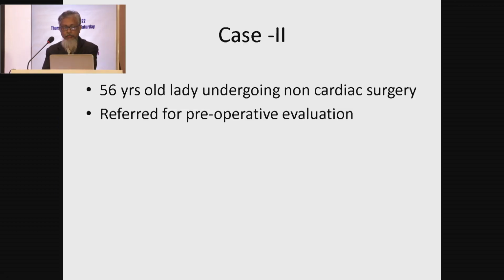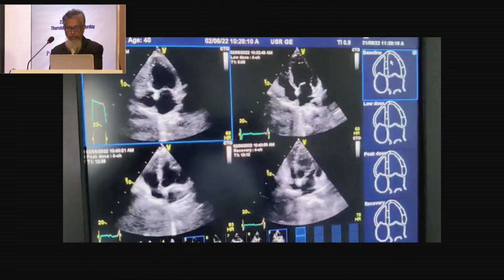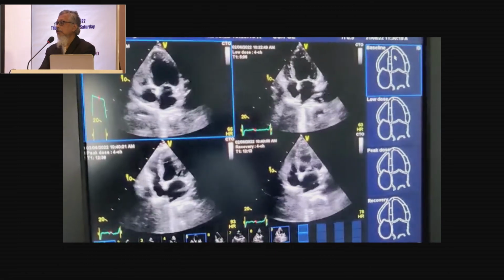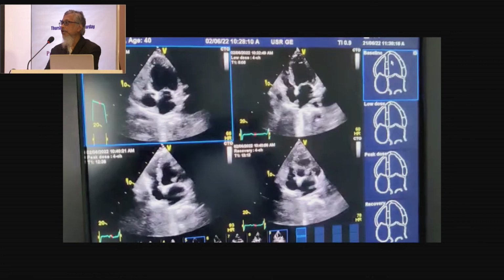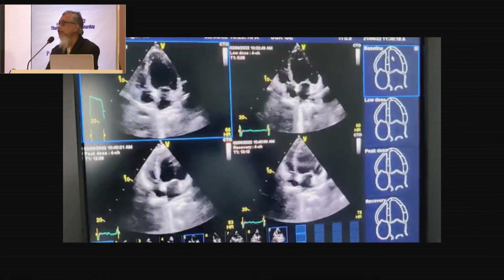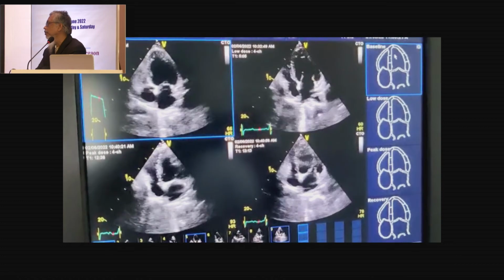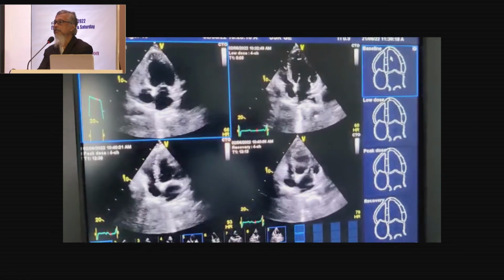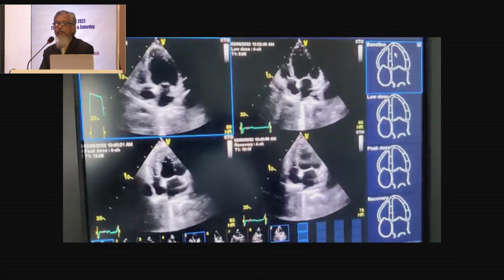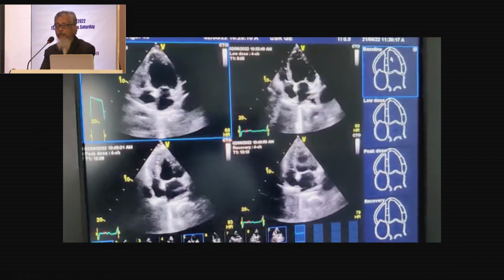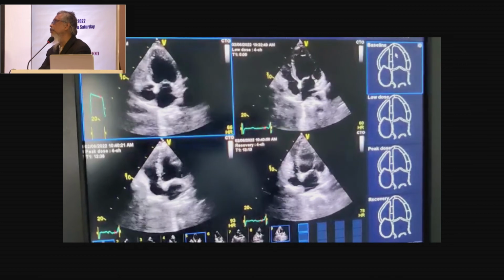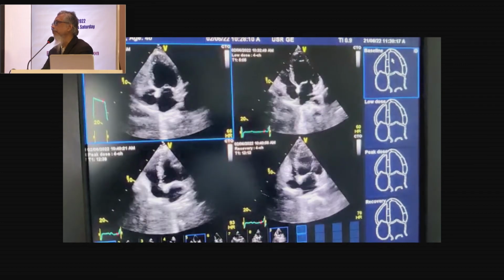Our second case was a lady who was referred to us for preoperative assessment while undergoing non-cardiac surgery. As you can see, in the resting echo, the patient was having global hypokinesia. Actually, these are the cases that we meet in our day-to-day life. These are the patients we sometimes call ischemic cardiomyopathy. They are having heart failure, and we really do not know whether revascularization will give any benefit to them.